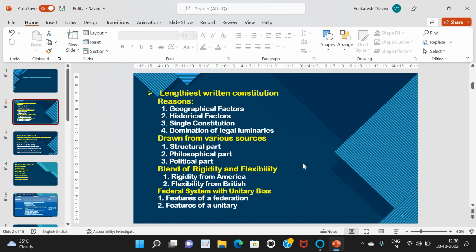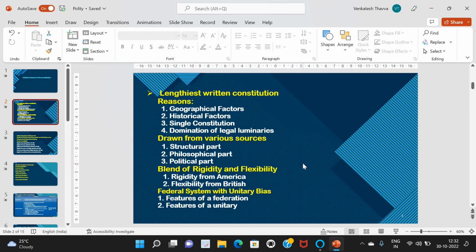Next feature is blend of rigidity and flexibility. What is a rigid constitution? If the constitution is amended by special majority, it is called a rigid constitution. What is a flexible constitution? If the constitution is amended with a simple majority, then it is called a flexible constitution. The Indian constitution is both rigid and flexible. Example of rigid constitution is the American Constitution. Example of flexible constitution is the British Constitution.